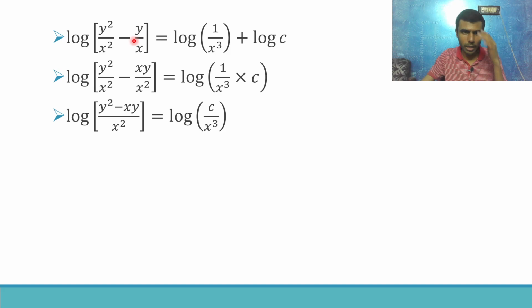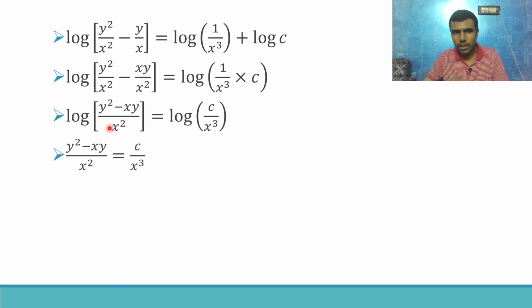Now here, if you see, I have x square, so I'm trying to make this also x square. So multiply and divide by x, so xy by x square. Now these two have the same denominator, so y square minus xy by x square. Now log of y square minus xy by x square, this is what I would end up with. Now both of them have logs.